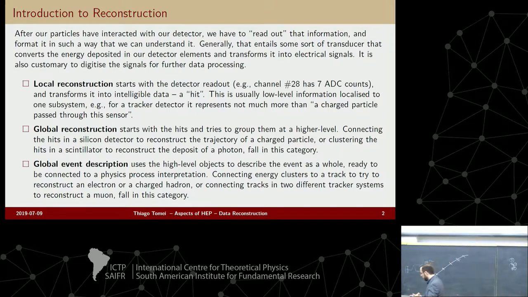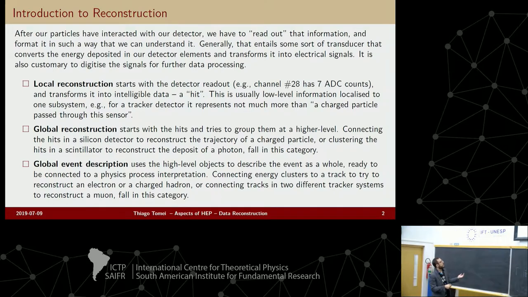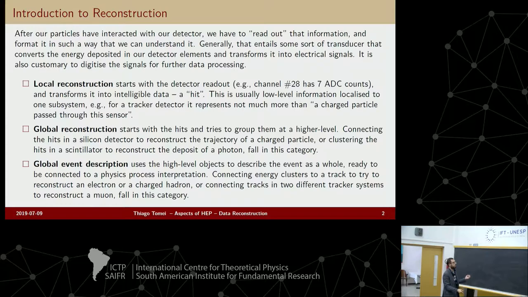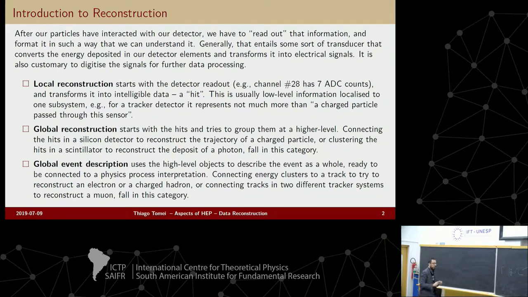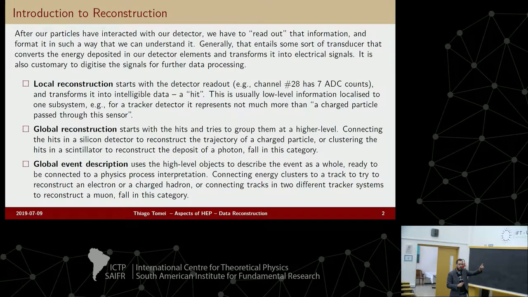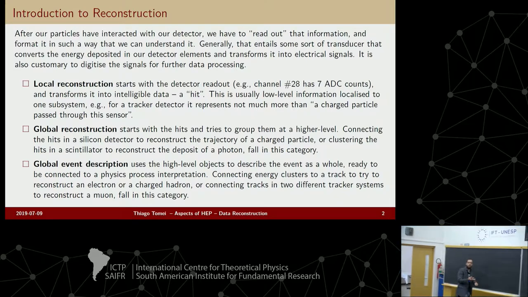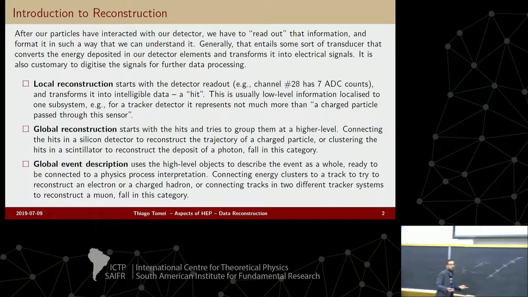And then there is a final level, which is global event description, where at some point you take charged particles or calorimetric hits, and you make a holistic reading of the whole event. So I have a track. I will speak more about this later, it's just the introduction. You have a track in your silicon tracker, and at the same time, you have a big energy deposit in your electromagnetic calorimeter. So what kind of particle is charged and dies in the electromagnetic calorimeter? An electron, because electrons and photons die in the electromagnetic calorimeter, but only one of them is charged and could leave a track. It's these kinds of things.